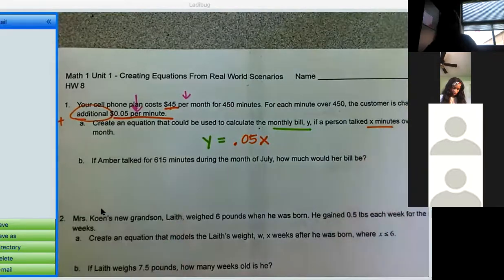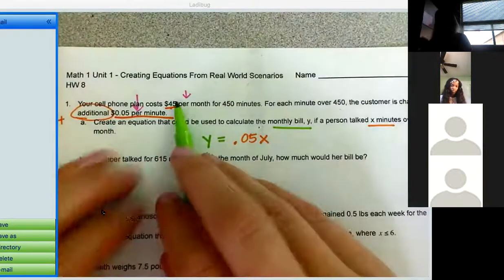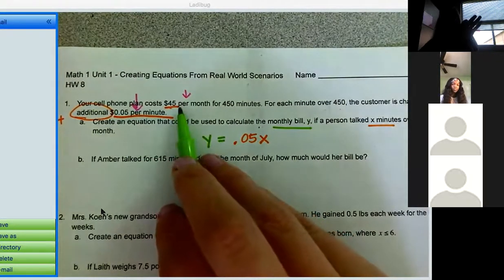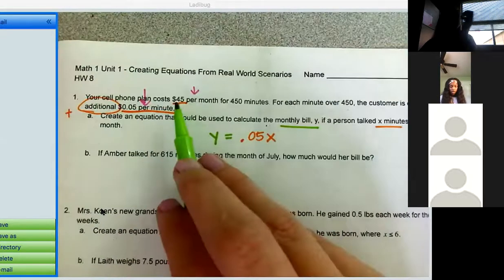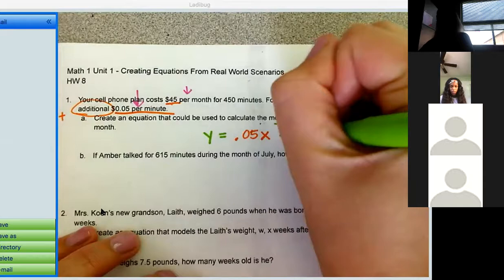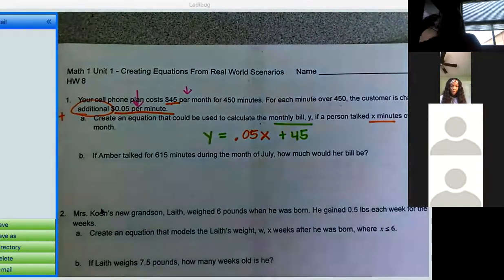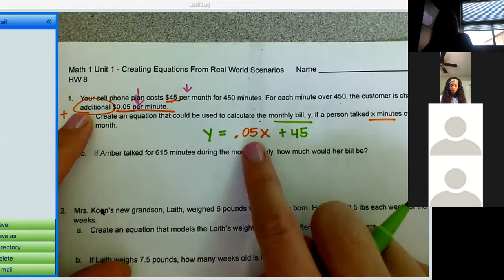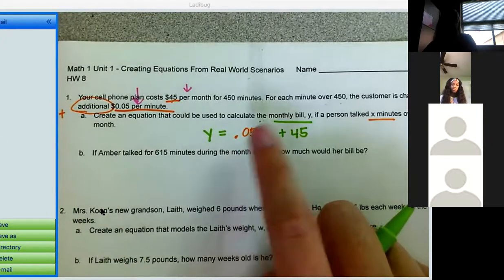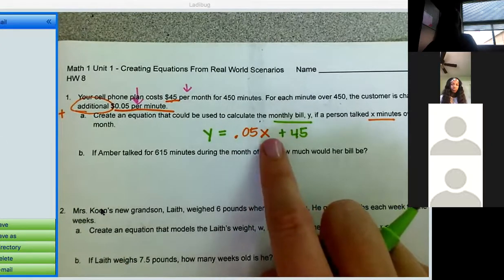Okay. Now, we talked about this on Friday too. $45, no matter how many minutes I use, how much do I have to pay every month? $45. I pay your $45. That is your base amount. That's where your bill's going to start. And then it'll add, because y'all said additional, if we go over. Is everybody okay with this equation?